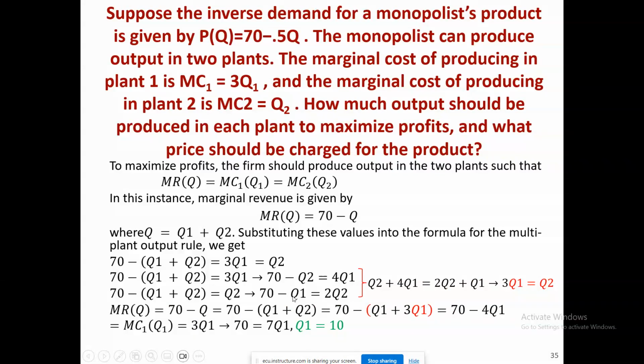And we have these two equations. Moving the Q2 to the right-hand side, it is Q2 plus 4Q1, that is 70. Moving the Q1 to the right-hand side, 2Q2 plus Q1 is also 70. So the two of them both equal 70, so they are equal to each other. So we got this relationship.